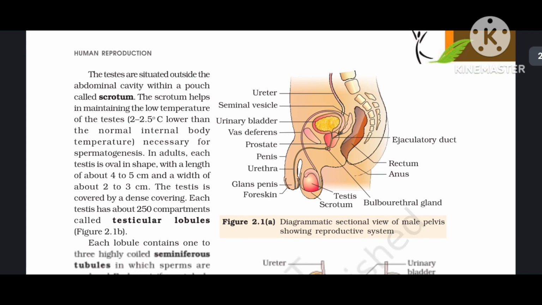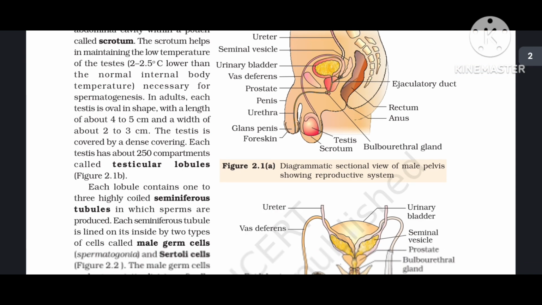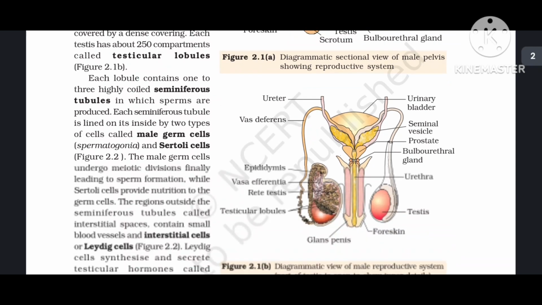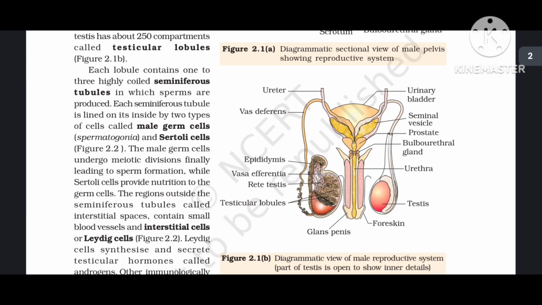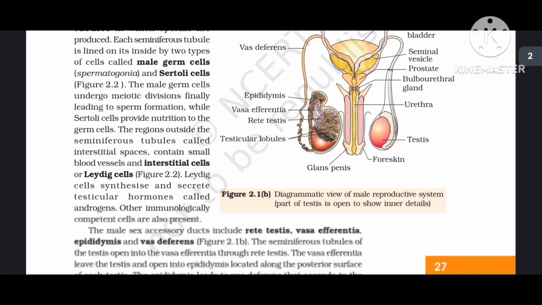2.1 The male reproductive system. The male reproductive system is located in the pelvic region. It includes a pair of testes along with accessory ducts, glands, and external genitalia. The testes are situated outside the abdominal cavity within a pouch called scrotum. The scrotum helps in maintaining the low temperature of the testes, 2 to 2.5 degrees Celsius lower than the normal internal body temperature, necessary for spermatogenesis.